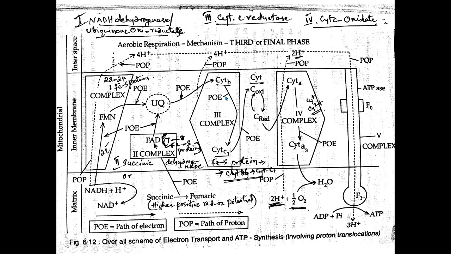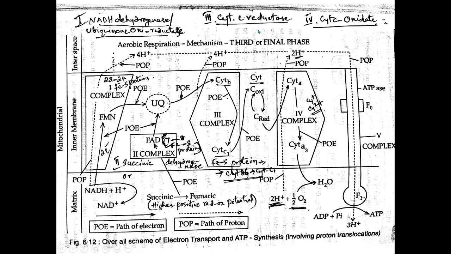So this is about your electron transport. Now what happens next? There will be a higher concentration of protons here in the intermembranal space when compared to the mitochondrial matrix.